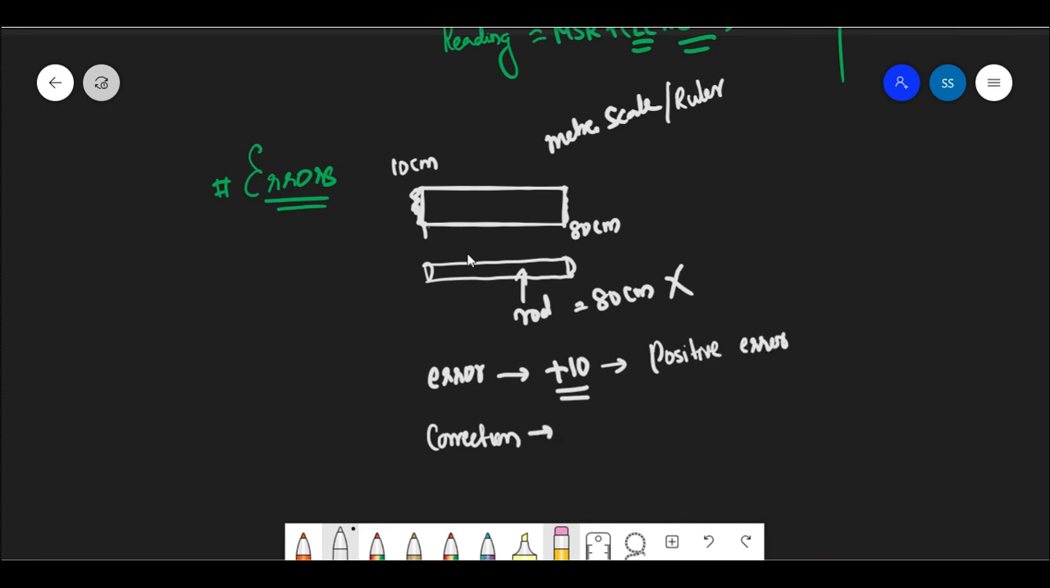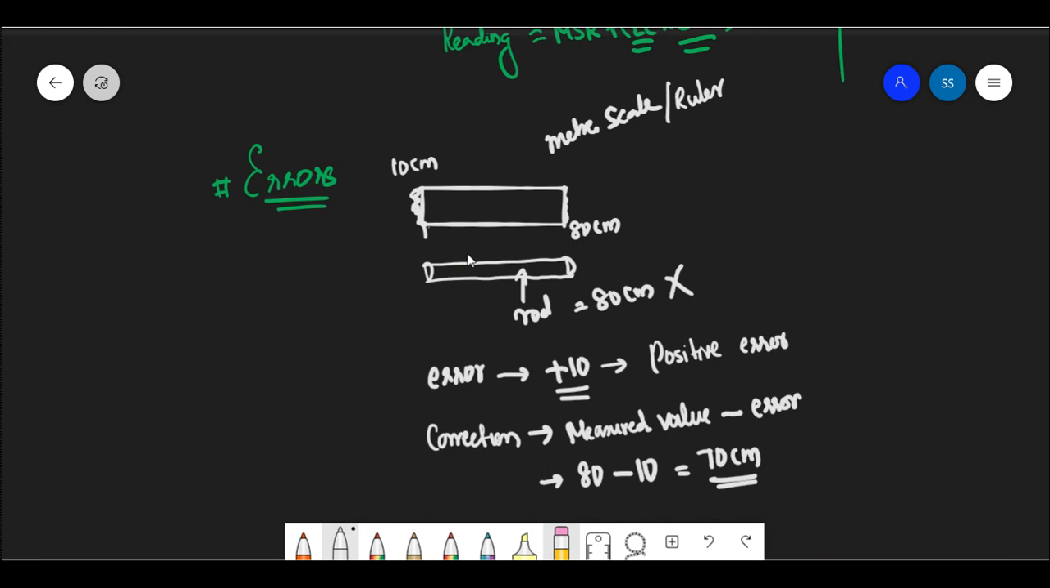But when you do the correction, what do you have to do? From the measured value, you have to subtract the error you get. If the error is positive, from the measured value you have to subtract it. You got my point, right? Because the measured value is 80 minus the positive error of 10, so it's going to be 70, because 70 centimeter is the actual length of the road, right?